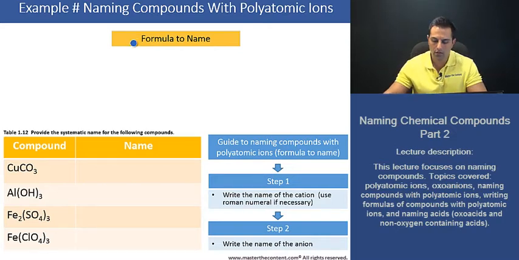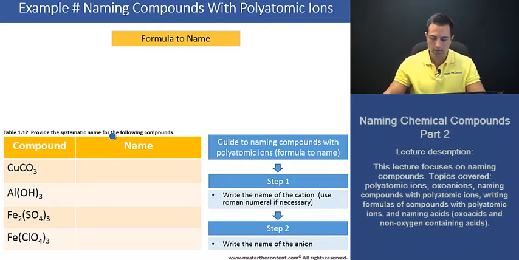And before we take a look and answer, if you finish filling out the table here, 1.12, let's just go ahead and read our guide here. The guide to naming compounds with polyatomic ions. Step 1, write the name of the cation, use Roman numeral if necessary, and step 2, write the name of the anion. Fairly simple, right? Let's go ahead and take a look at an example here.